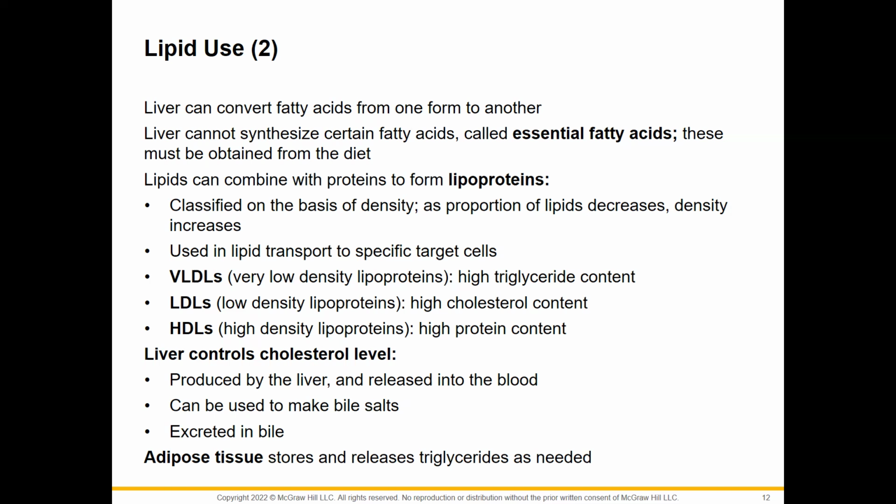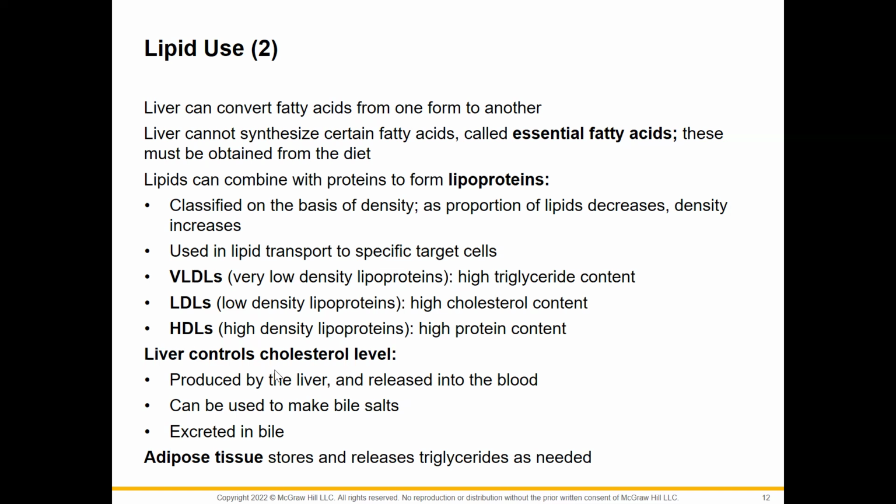Then you have your high protein content lipoproteins. These are the HDLs. And when you listen to nutritionists, you listen to doctors, you listen to people who are trying to educate us on what to eat, what not to eat, it's the HDLs, the high density lipoprotein, that are always referred to as the quote unquote good fat. And that's because it has a higher density of protein than of lipid.